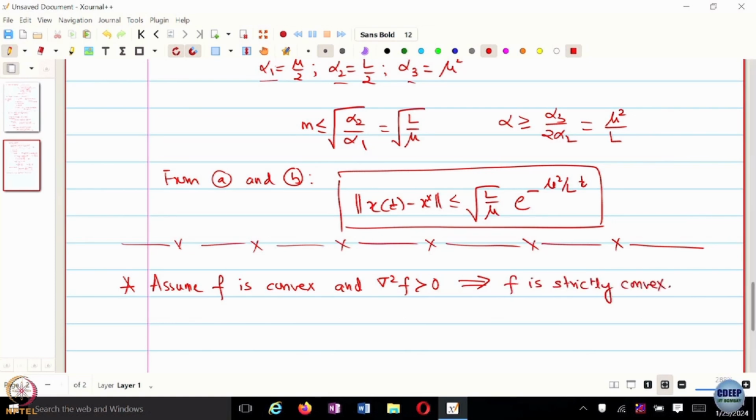The converse need not be true. If f is strictly convex, that need not imply that Hessian of f is positive definite. An example would be x to the 4, right? At x equal to 0, the Hessian of x to the 4 is 0, but the function is strictly convex. And what is the geometric meaning of strict convexity?